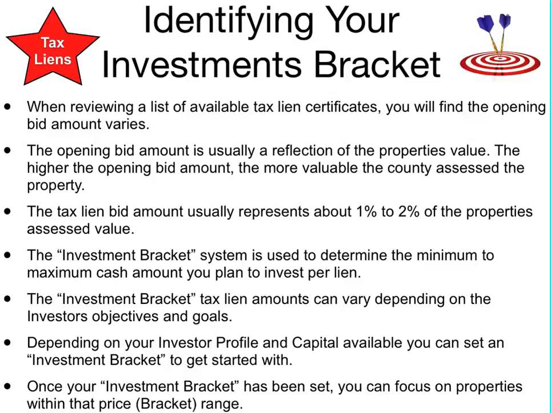When reviewing a list of available tax lien certificates, you're going to find that the opening bid amount will vary. Now, the opening bid amount is usually going to be a reflection of the property's value. So as I said before, the higher the opening bid amount, the more the value the county has assessed the property. Also, the tax lien bid amount will usually represent about 1 to 2% of the property's assessed value.